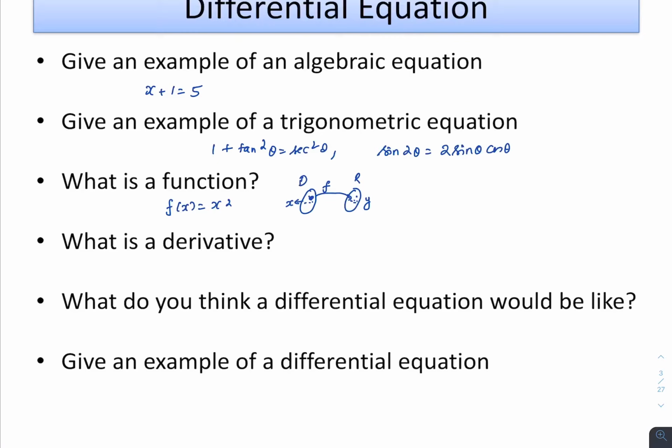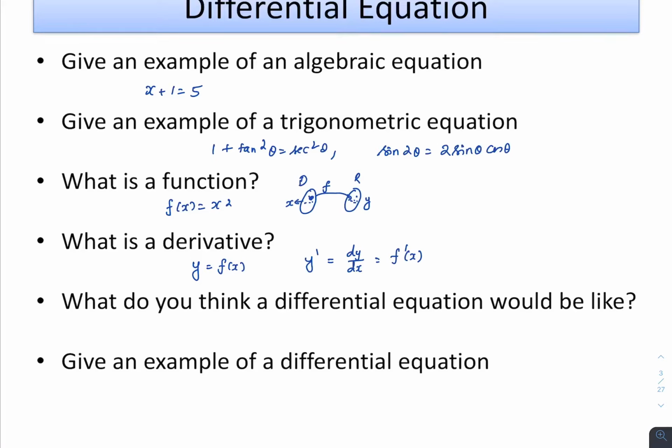If you have a function f of x, which you write as y equals f of x, the derivative we denote by y prime, or sometimes dy over dx, or if y equals f of x, we call f prime of x the derivative. And you're all experts in finding the derivative.